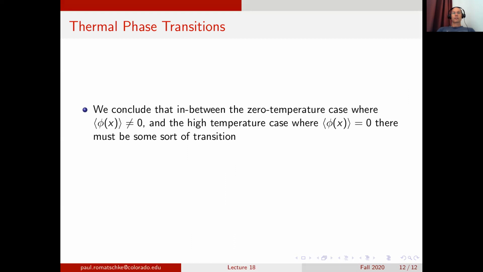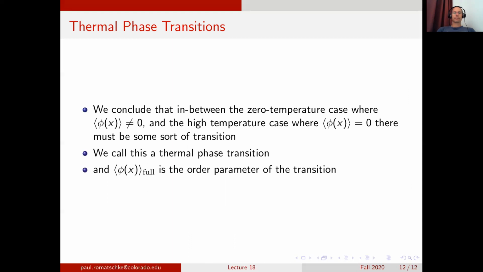So we conclude that in between the 0 temperature case, where the expectation value of the field is non-zero, and the high temperature case, where the field expectation value is 0, there must be some sort of transition. We call this a thermal phase transition. And we find that the expectation value of the field using the full action is an order parameter for this transition. And this concludes the present lecture.